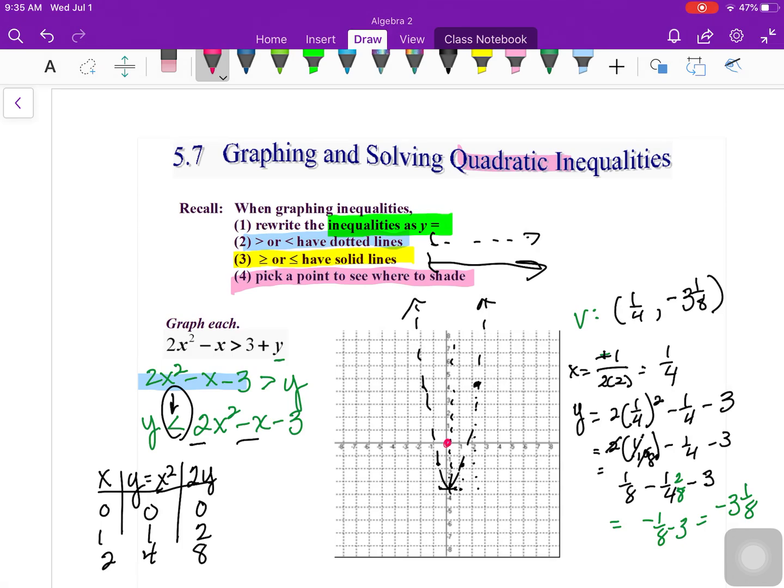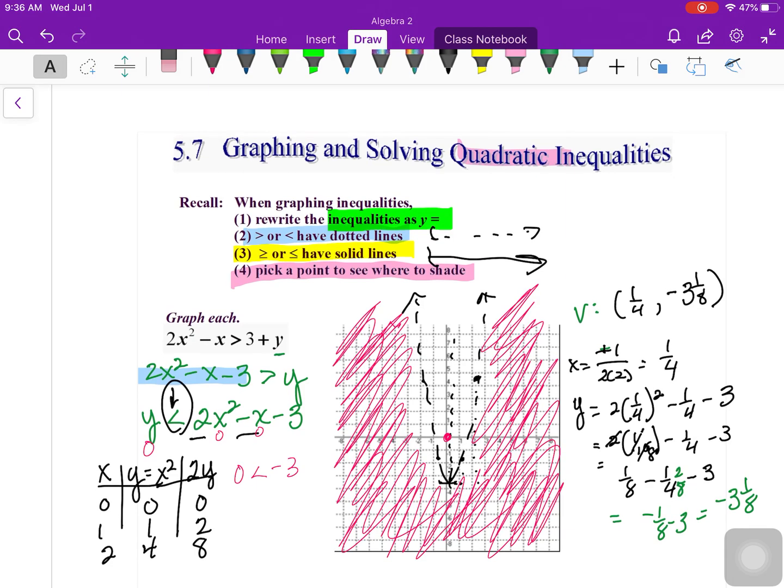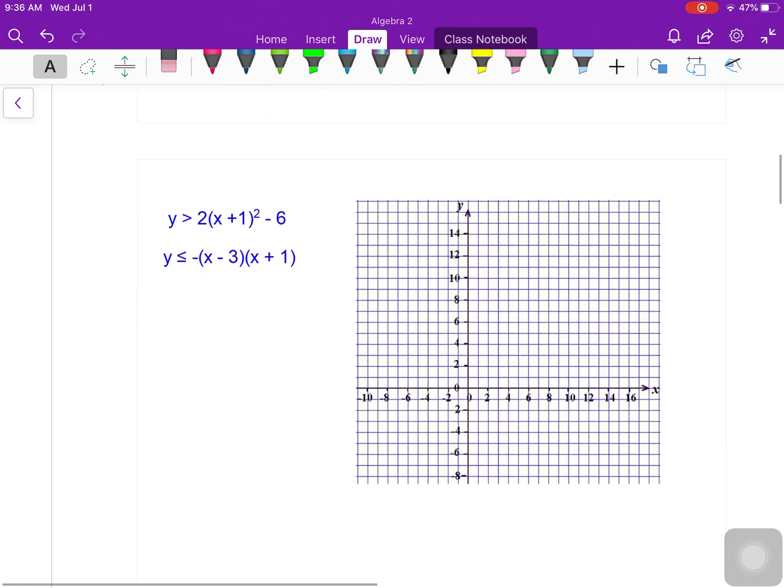So it's either going to be shaded inside the parabola or outside the parabola. I'm going to pick the point 0, 0. So I put 0 here and in these two spots. I get 0 is less than negative 3. No, it is not. So I shade outside the parabola, because 0, 0 is inside, and that was no shading.